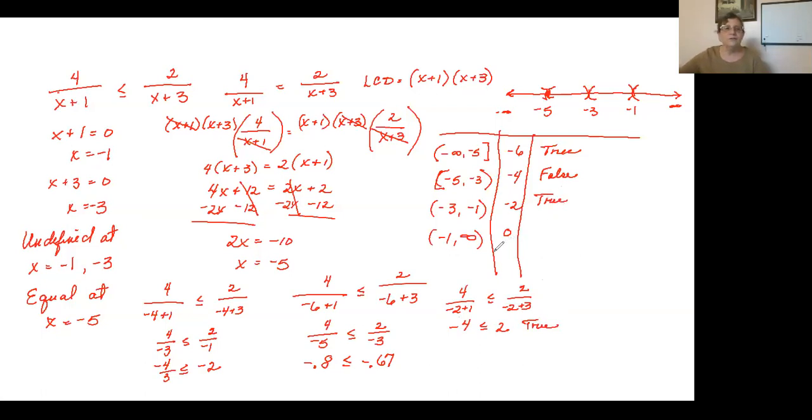And plugging in 0 should be easy. 4 over 1 is 4. 2 over 3. 4 is definitely not smaller than 2/3, so false. So the solutions are negative infinity to negative 5, with a bracket on the negative 5, union from negative 3 to negative 1, both of which will be parentheses.